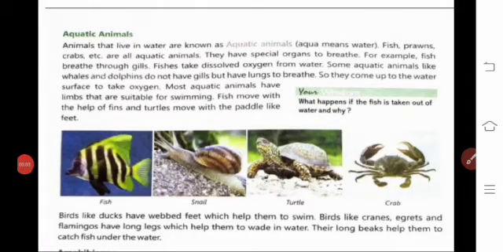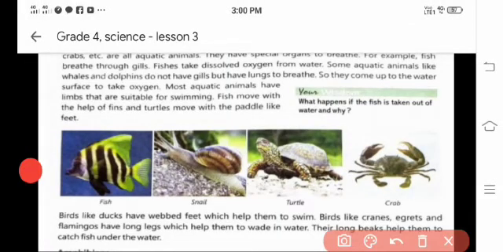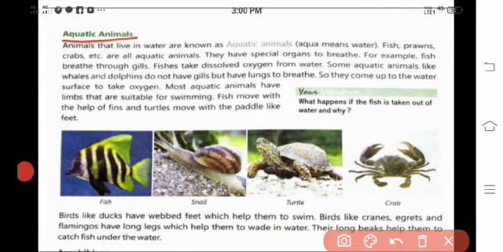Next we move to aquatic animals. Animals that live in water are known as aquatic animals. Aqua means water. Fish, prawns, crabs, etc. are all aquatic animals.